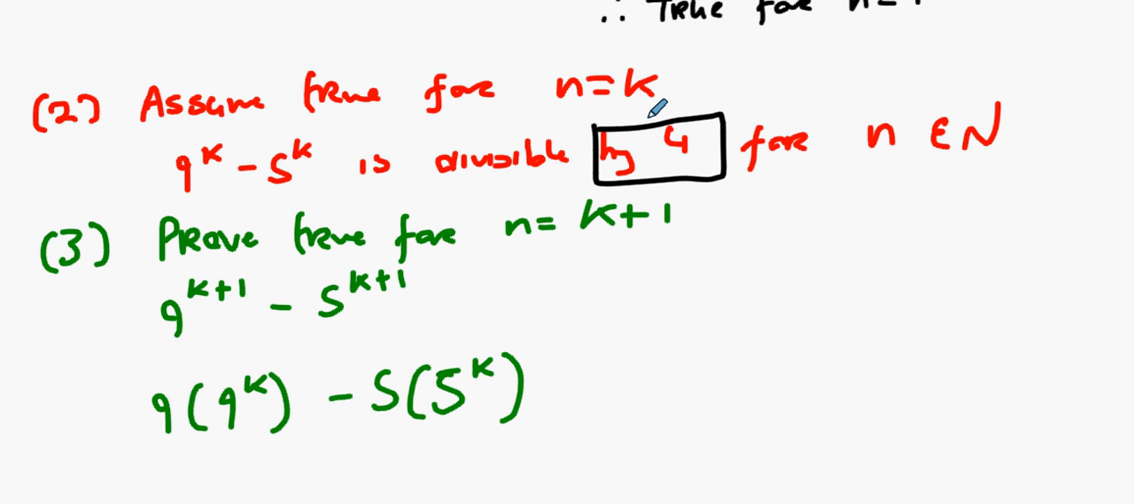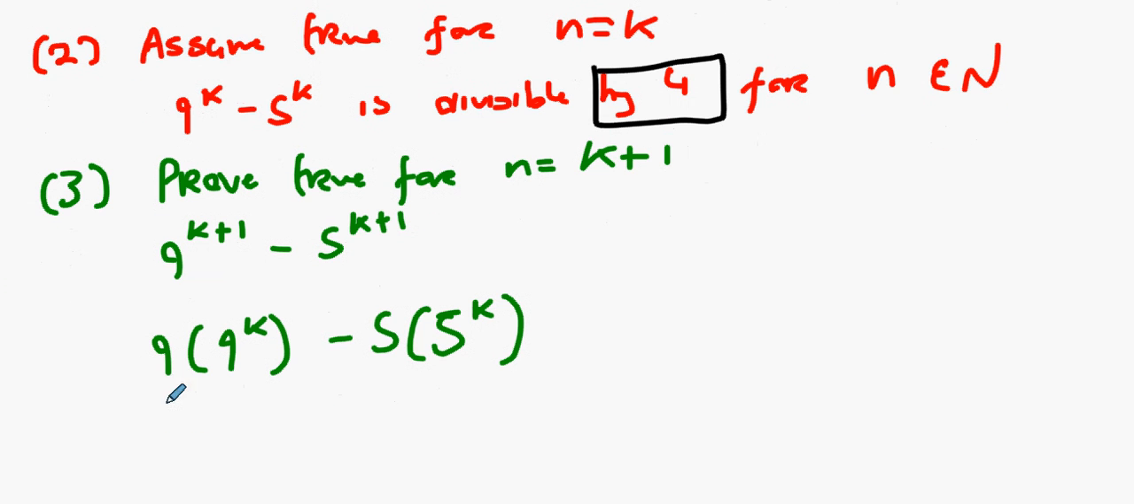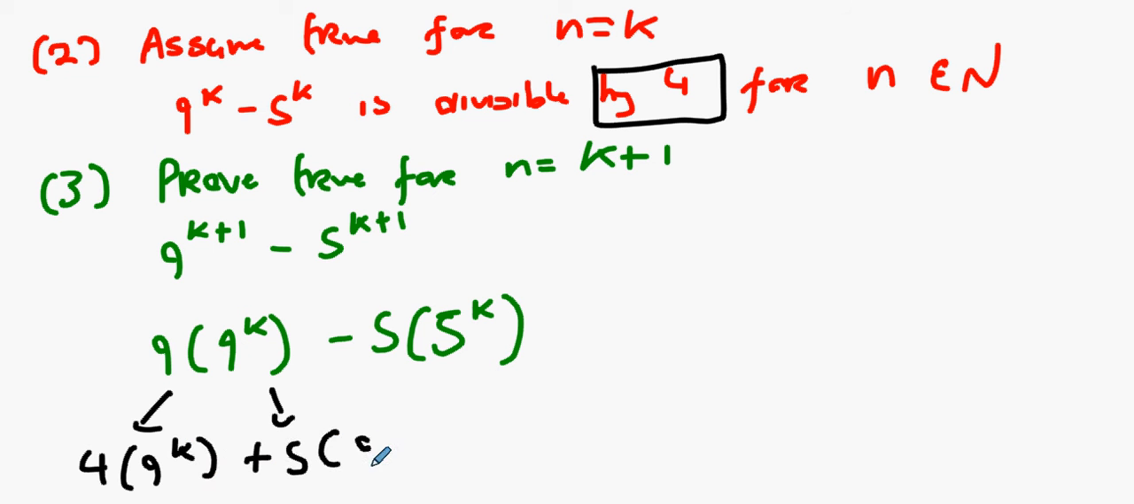See the 4 there? Okay, I could really do with trying to make it 4 somewhere as well. That'd be handier, right? So here's what I'm thinking. See that 9? Here's my suggestion. I'm going to break the larger number of the 2. I'm going to break that up into 4 times 9 to the power k plus 5 times 9 to the power k. Now I instantly have a good feeling about this one.